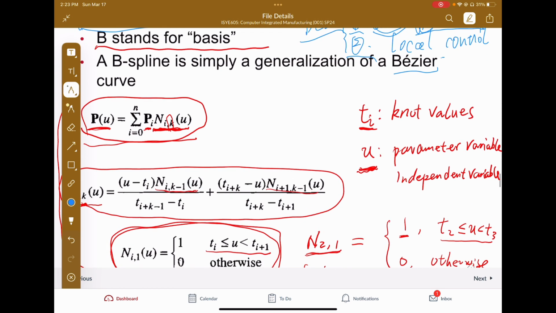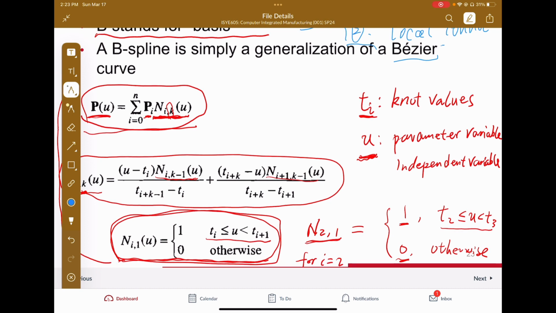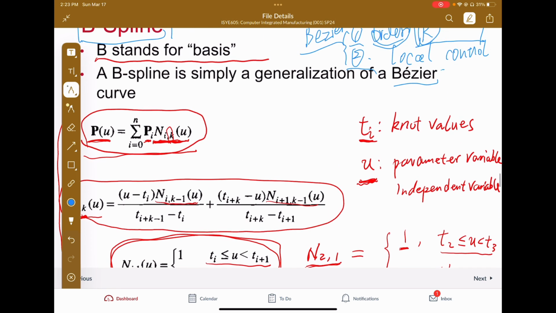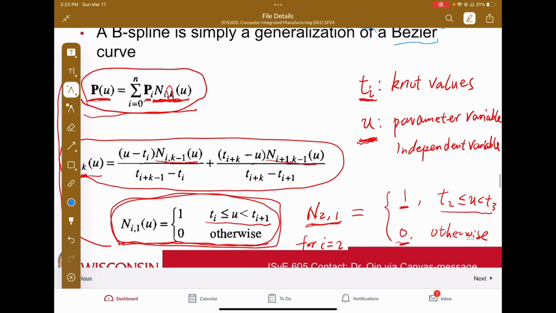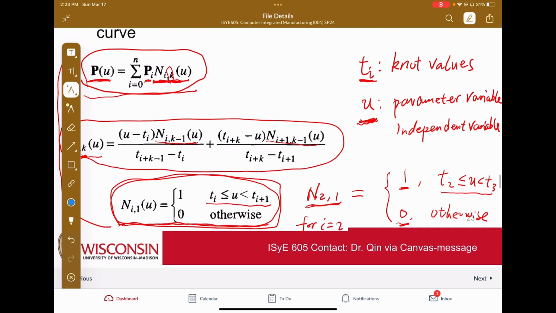So first, we need to know how we construct the B-spline curve. These 3 equations help you to construct it. But it's kind of hard, just not intuitive here. So I will explain using the cubic, which is easier to understand.